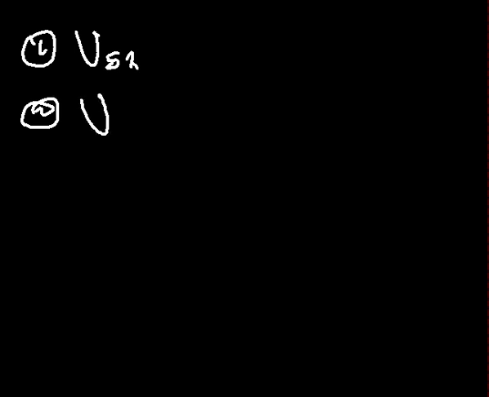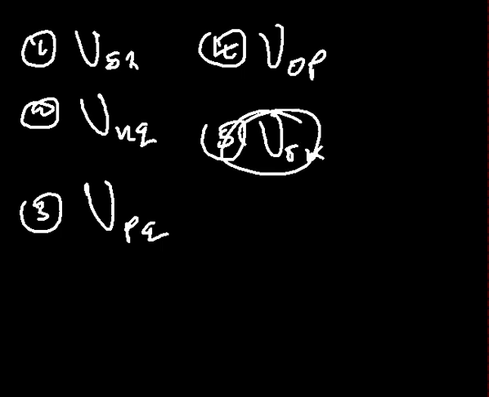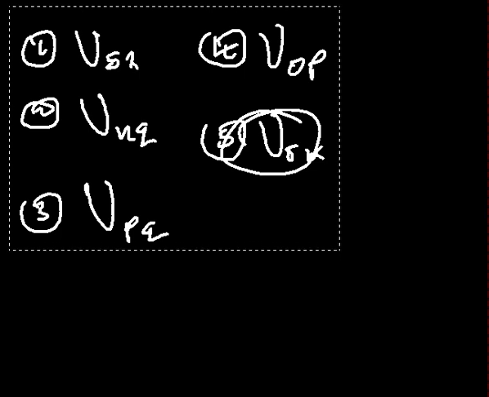Also try to come up with the expressions for the following. Let's say we have V52, what is that one? How about VPQ? And let's say VOP, what is that one? And also, let's say VRK. So you should be able to come up with expressions for those relative velocity concepts.